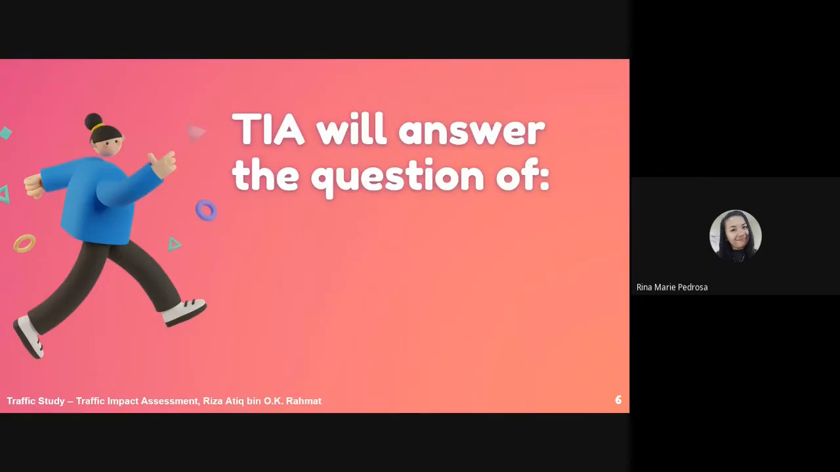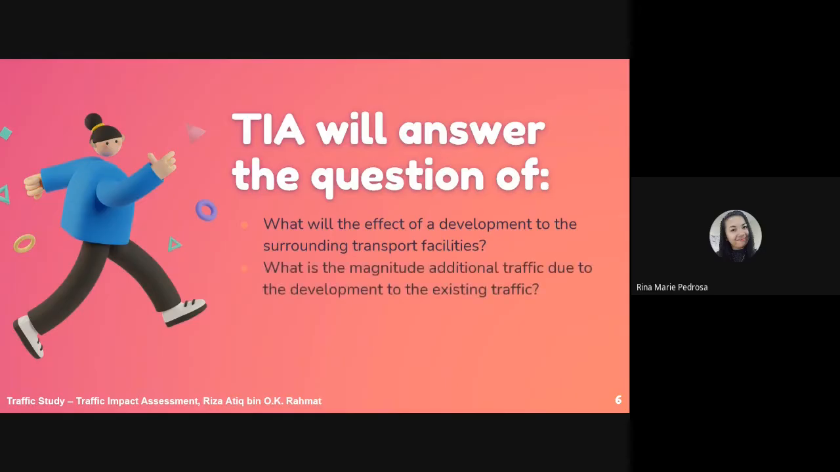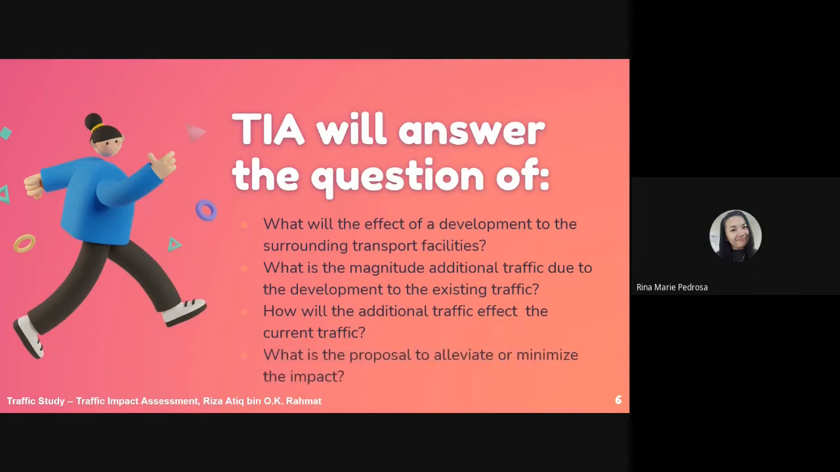So, your traffic impact assessment will answer the questions of what will the effect of a development to the surrounding transport facilities? Second, what is the magnitude of additional traffic due to the development to the existing traffic? Third, how will the additional traffic affect the current traffic? And lastly, what is the proposal to alleviate or minimize the impact?